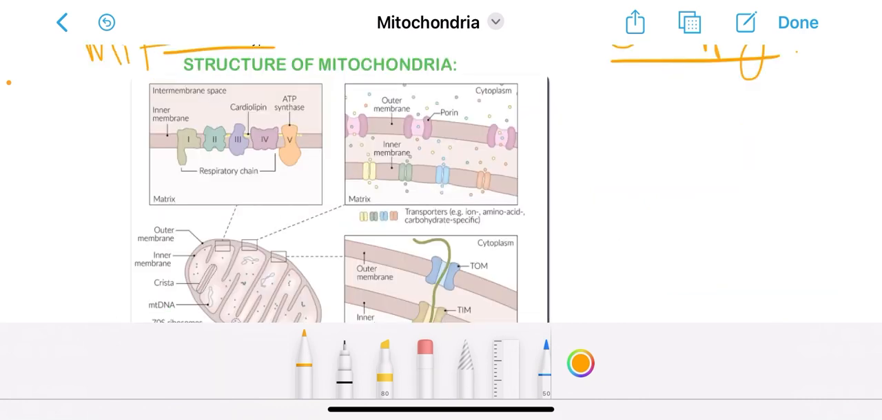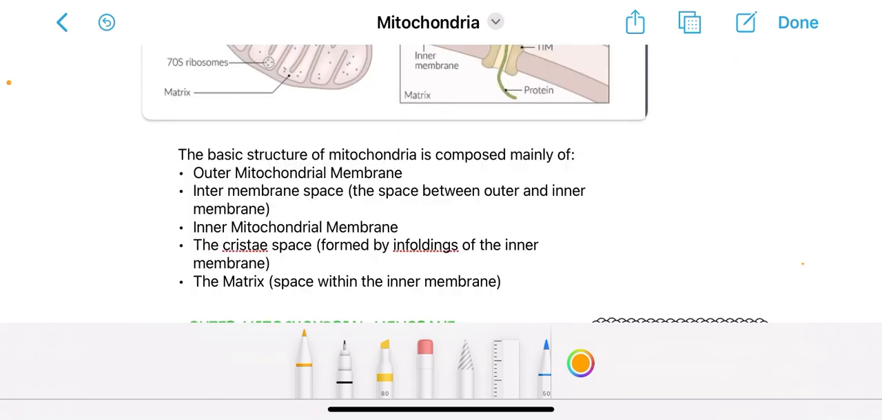Now coming to the structure of mitochondria. In order to understand how mitochondria work and what their functions are, we must know the structure of mitochondria, because we know that it is an important organelle of the cell that generates ATP for the cell. The basic structure of mitochondria is composed mainly of the outer mitochondrial membrane. As we know, there are two membranes that encircle the entire organelle. So the membrane that encloses the organelle is the outer mitochondrial membrane.